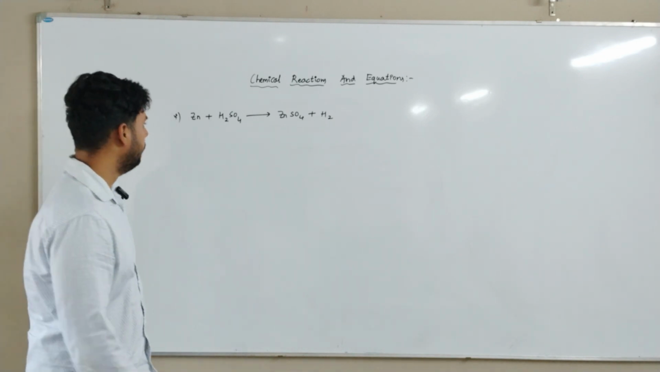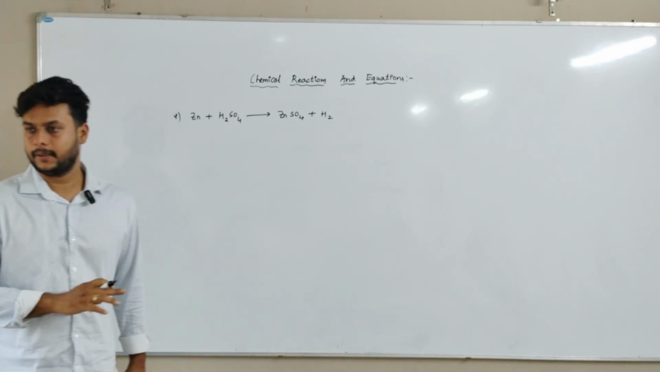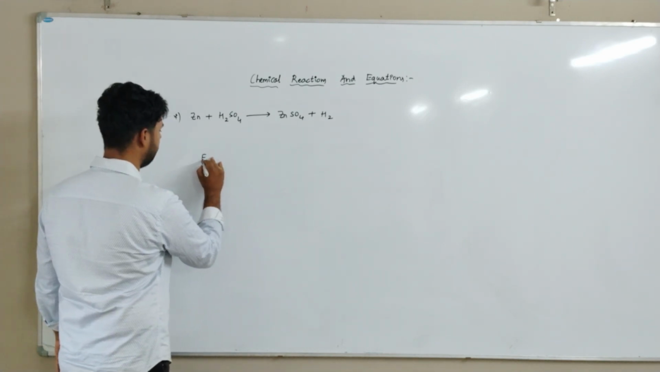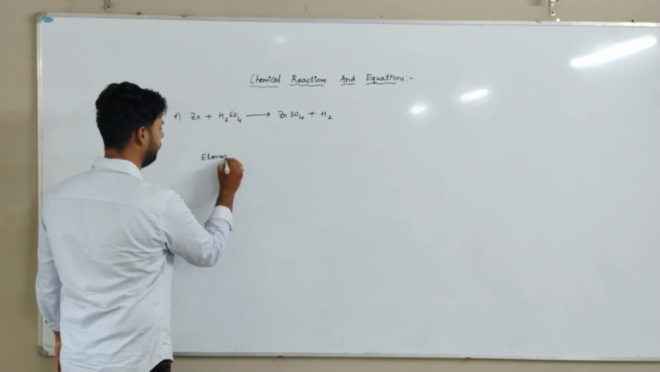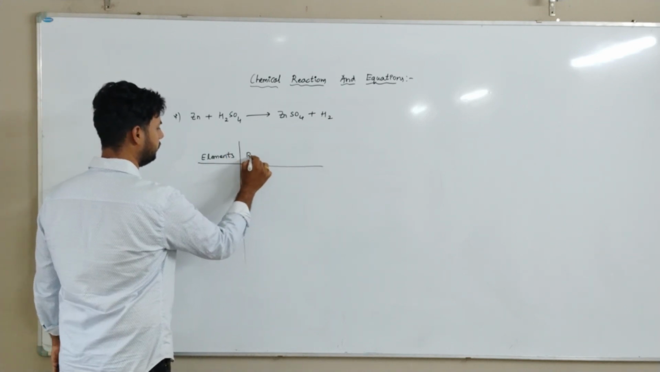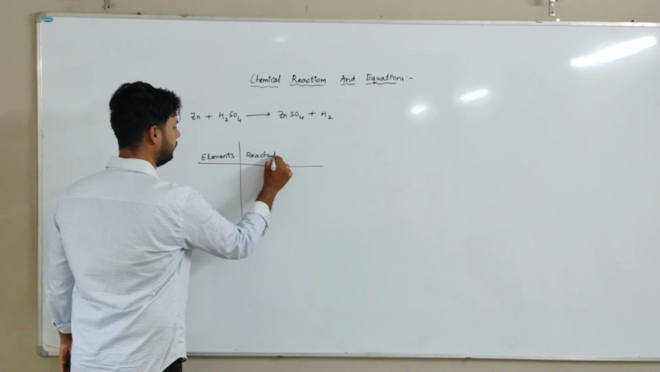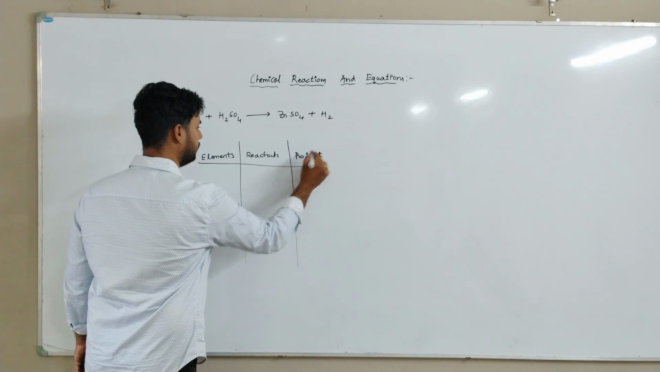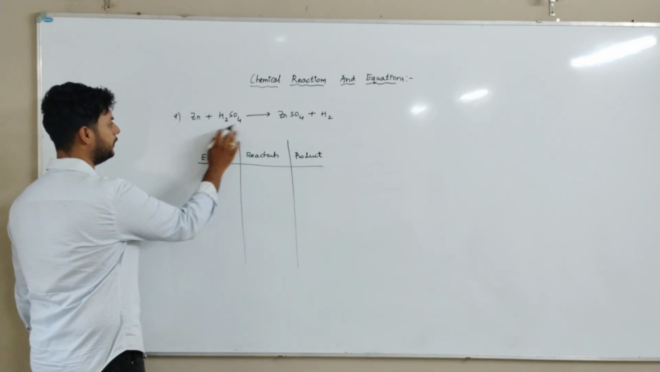Now I should tell whether the equation is balanced or not. That's my work. So first I will write the elements. Elements, this is the table, how we make it. This side will have reactants, and this side the products. Okay, so what are the elements that you see here?